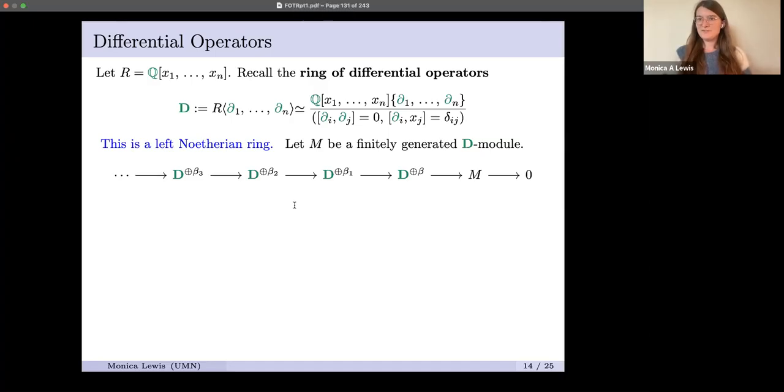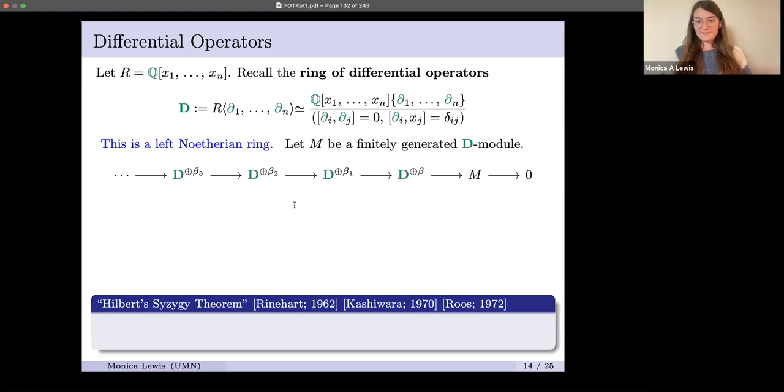We can try to build a free resolution for M as a D module, which is certainly something that we would want to do in the commutative setting. And thinking in terms of the commutative setting, the natural question that you would want to ask is, does this ever stop, right? Is Hilbert's syzygy theorem true? Is there some bounded global dimension that will tell us we're done past some point?